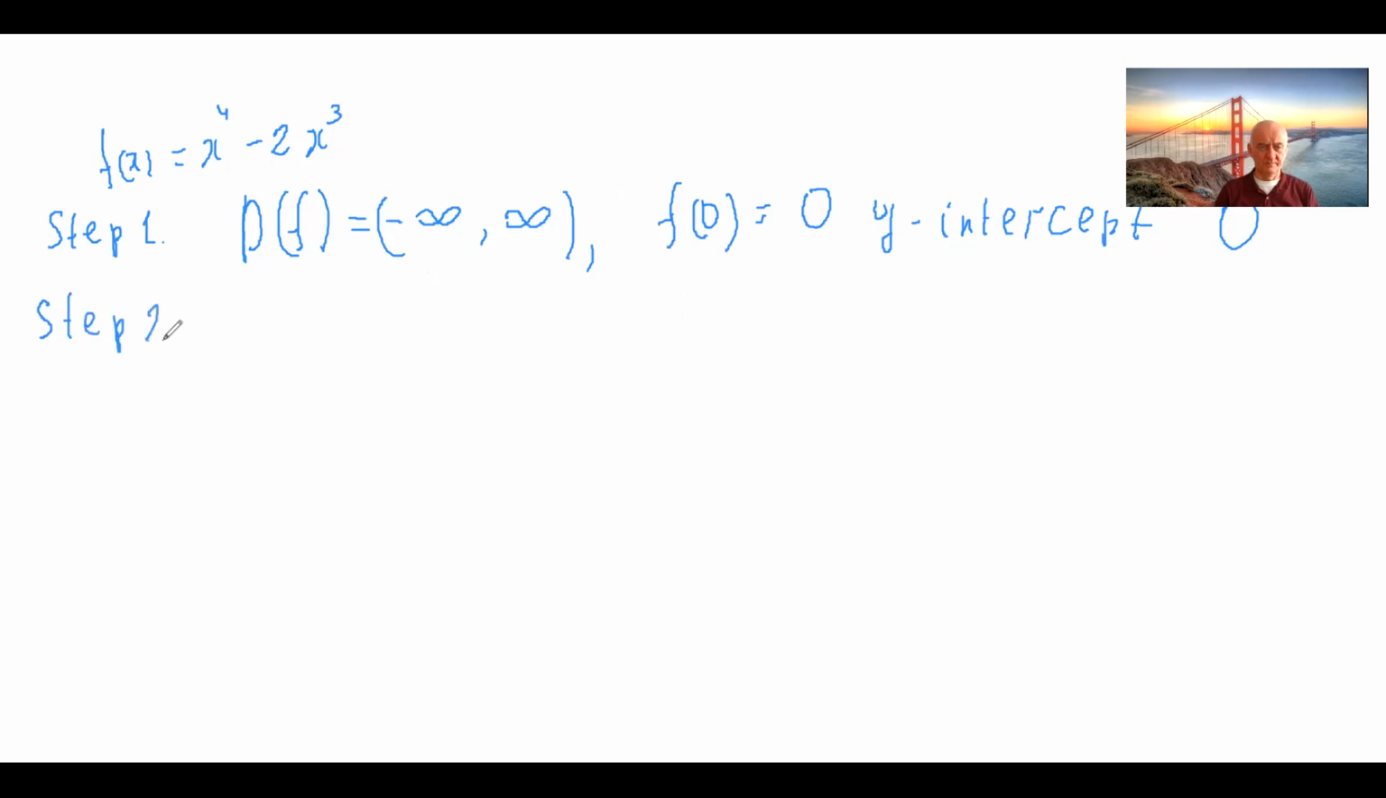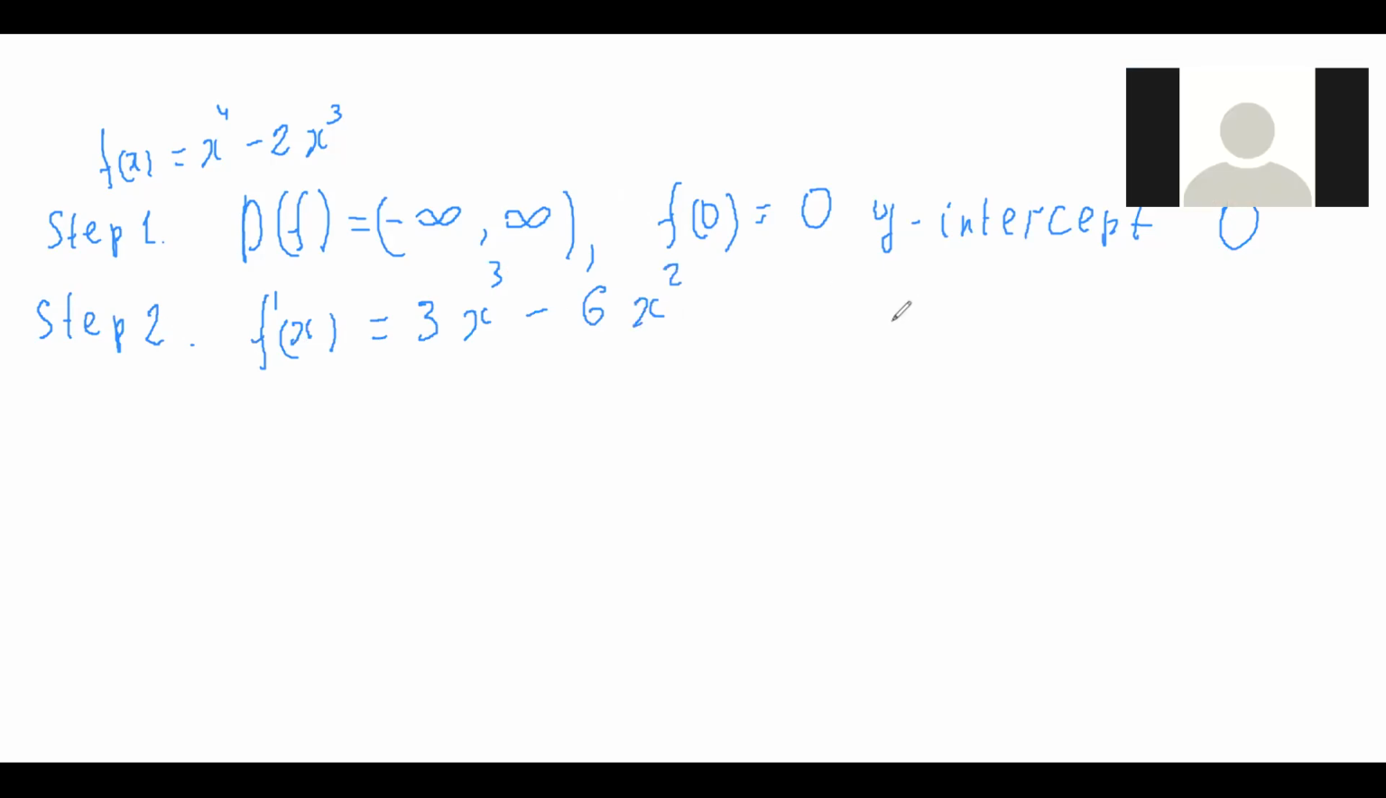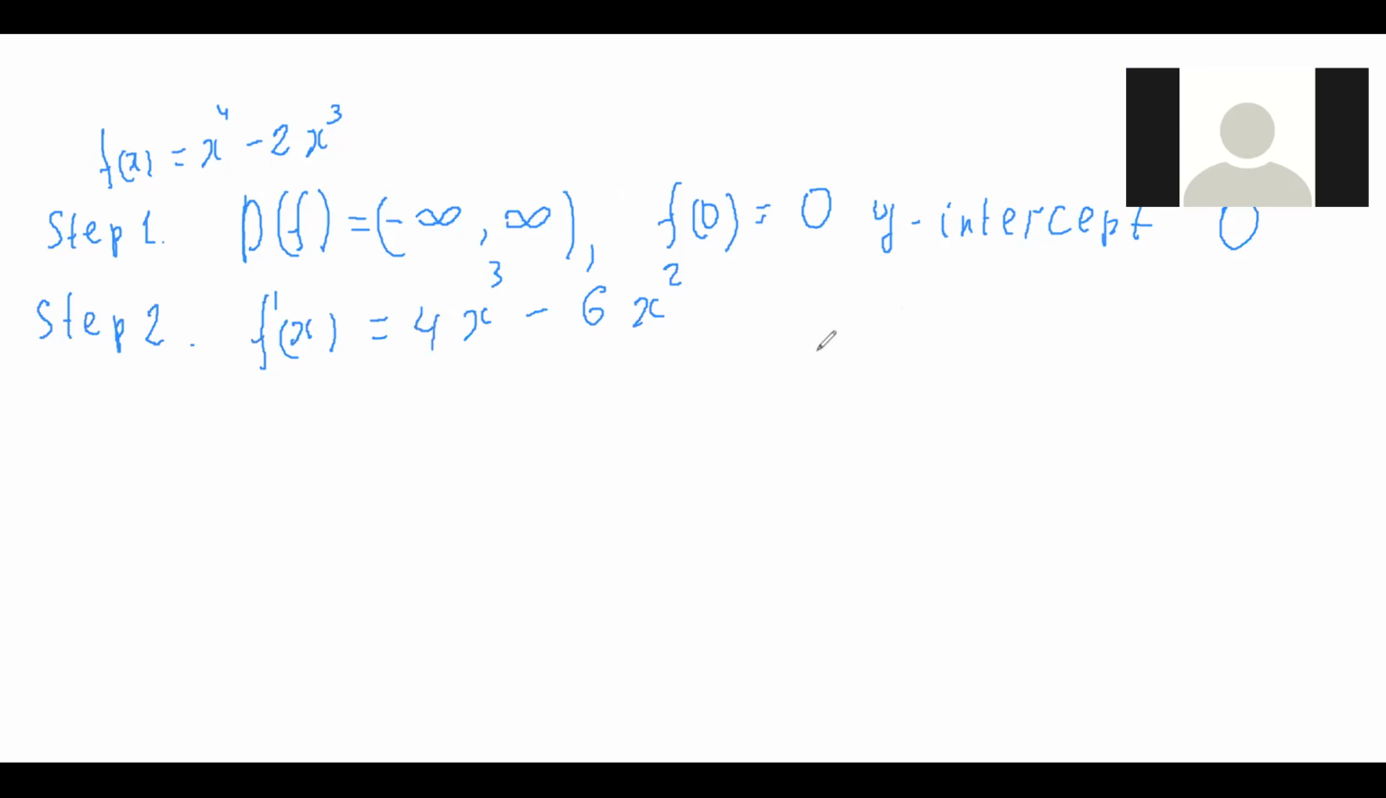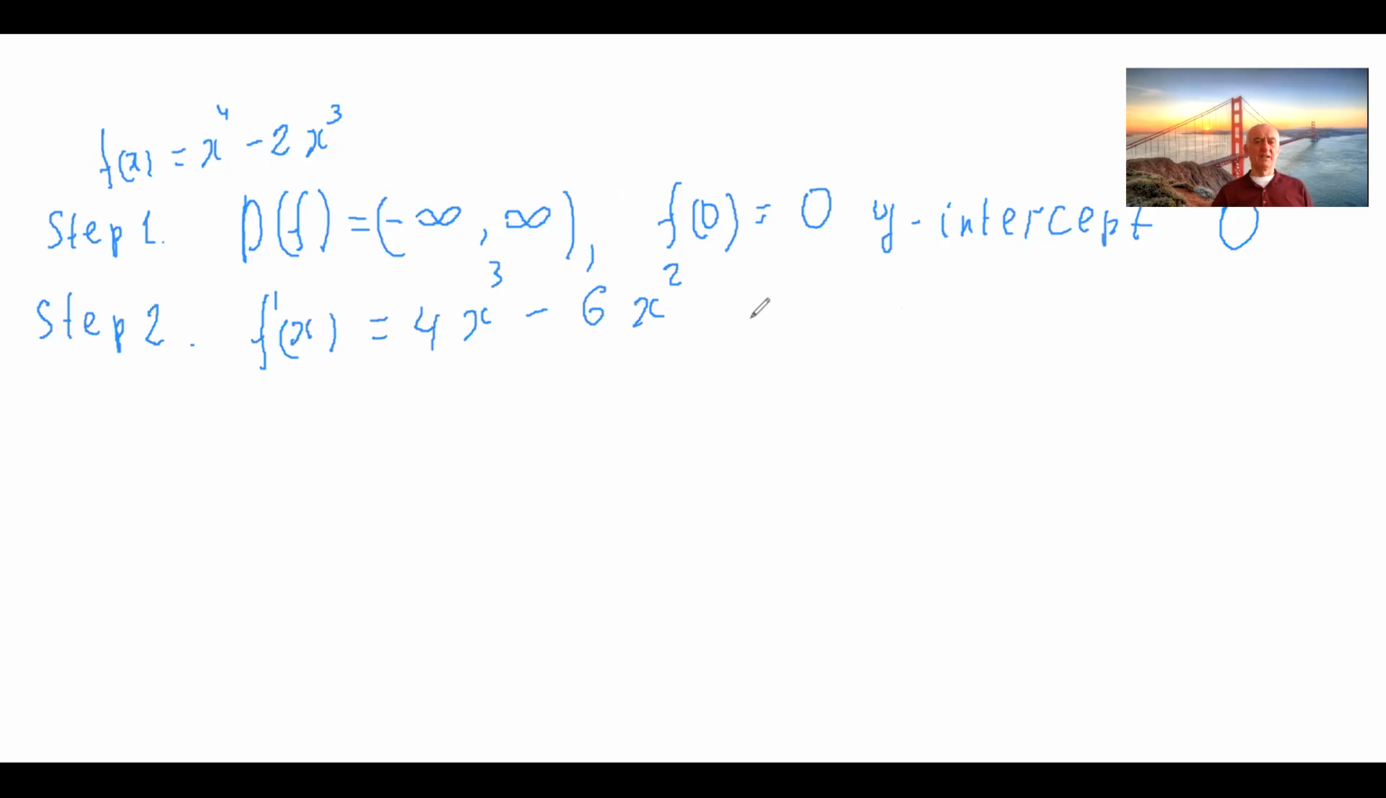Step two, find the derivative. It's 3 times x cubed minus 6 times x squared. Isn't it 4 times x cubed? Yes, 4 times. Thank you, I will correct it. So 4 times x cubed minus 6 times x squared. Okay.